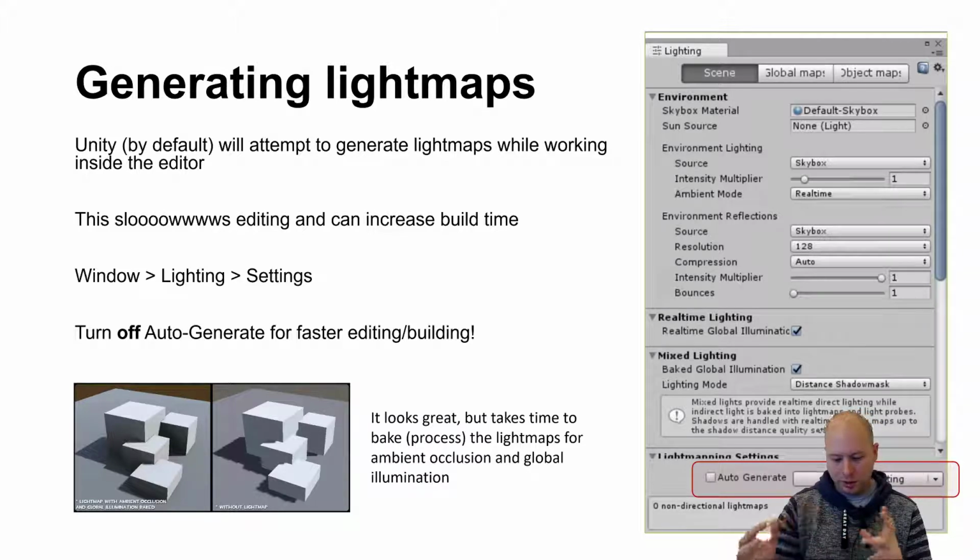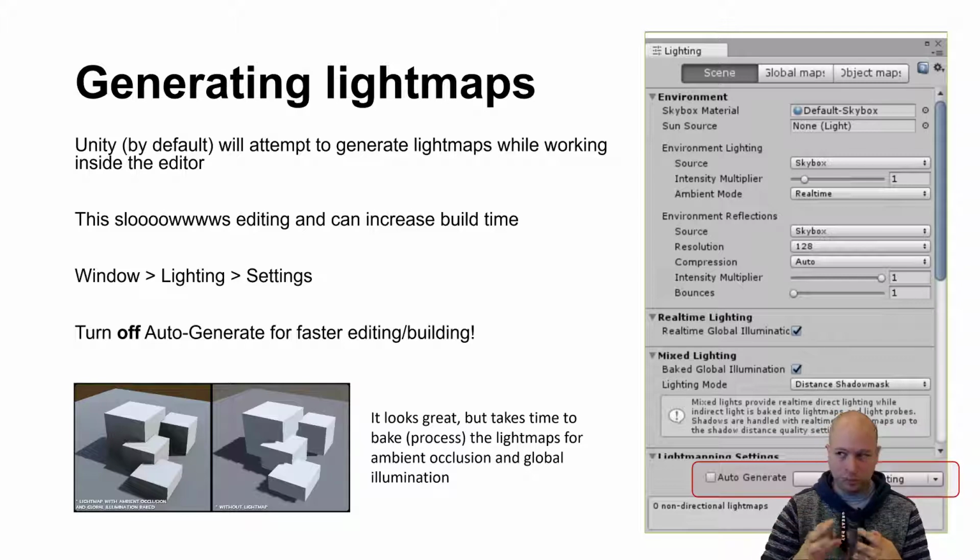Now, when you're developing these experiences, you don't care so much about how they look in that moment. You care about how they look when people use it, but not necessarily when you're working on it. And generating light maps can be quite expensive. You can see the difference between the image here with a light map baked in and without the light map: the quality of the shadows and things like that.